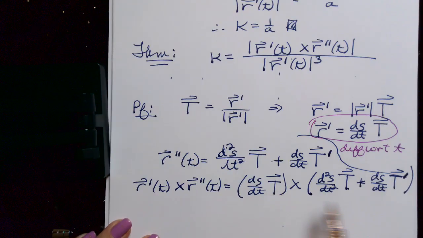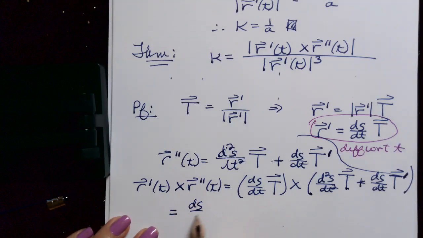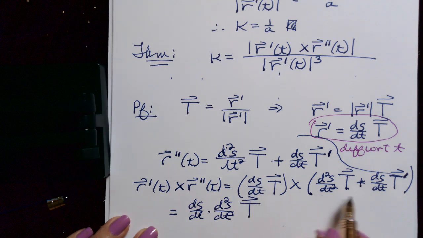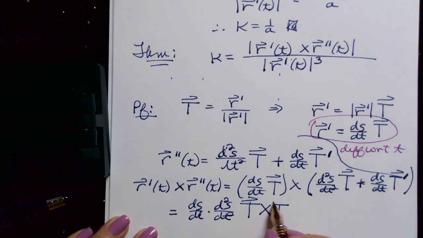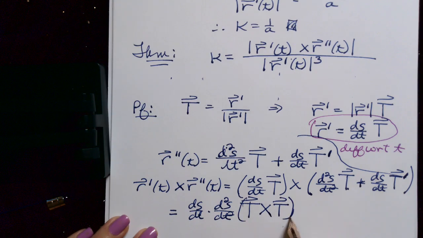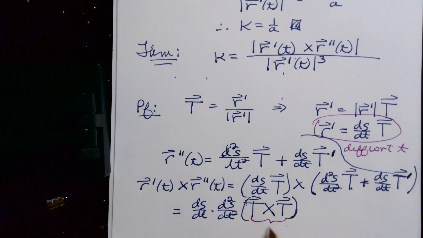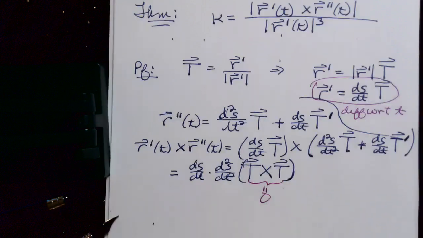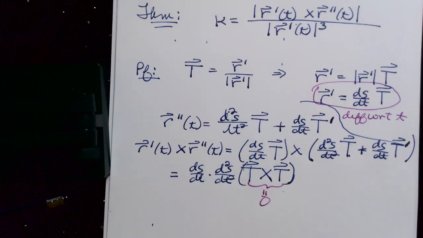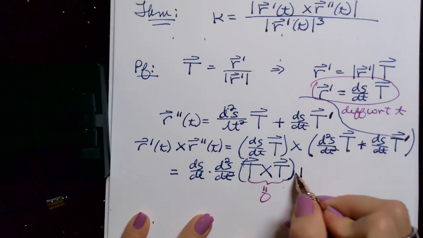Okay, so now that's the cross product, but you have a sum here, so you have to be very careful with cross products. This is ds/dt times the second derivative of s with respect to t, and then I have vector T cross vector T. But a vector crossed with itself is zero. That's one of those properties of cross products, so this one goes away. But we still have to take this first factor cross product with the other term, and say plus here.